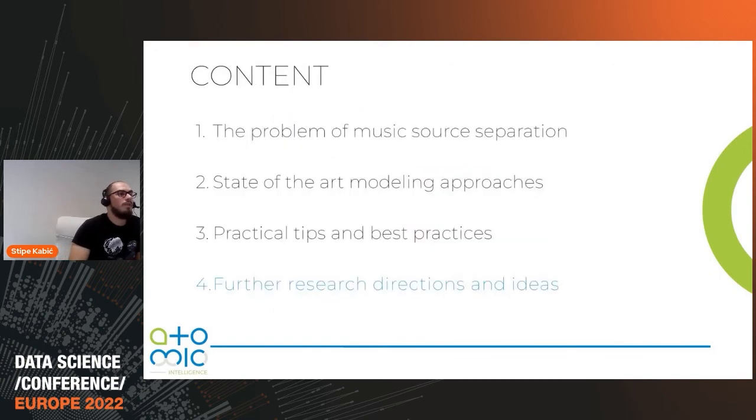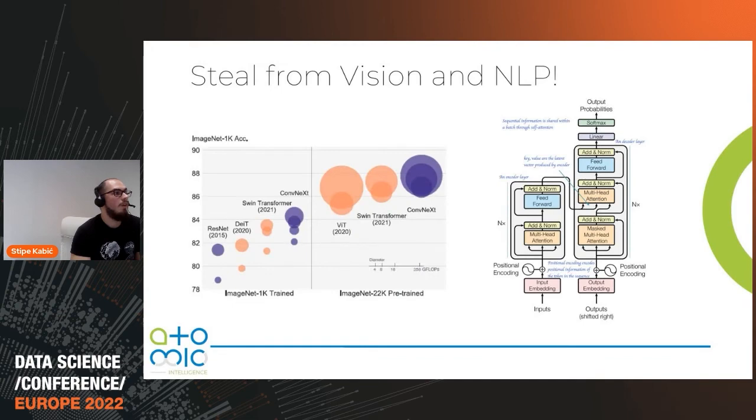Okay, so the last part will be a couple of directions we think this area is going and what can be done to get better models for both music source separation as well as other audio problems. So one thing is basically picking up on all the new improvements from other areas where deep learning is used.